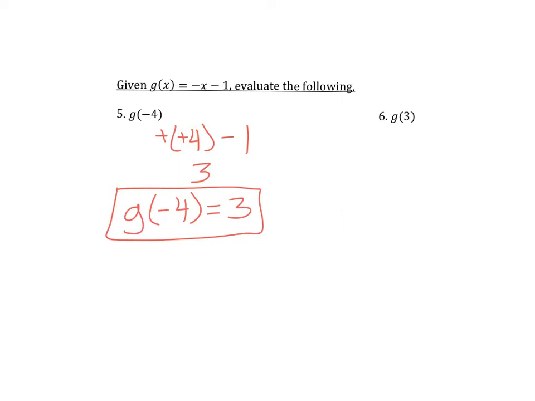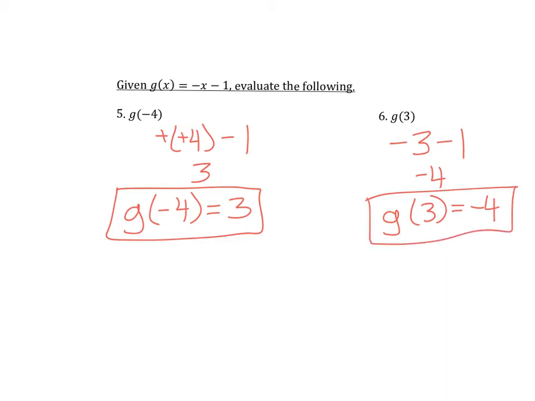Okay, g function again with 3 as the input. So negative x is negative 3, minus 1 more. Negative 3 minus 1 is negative 4. So the g function with the input of 3 gave me an output of negative 4.